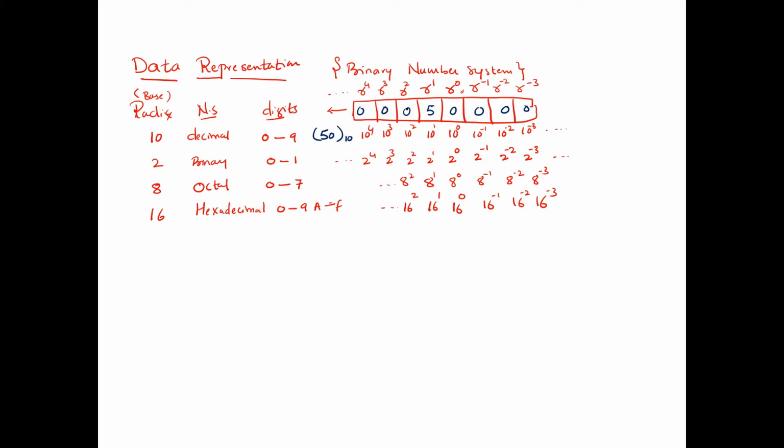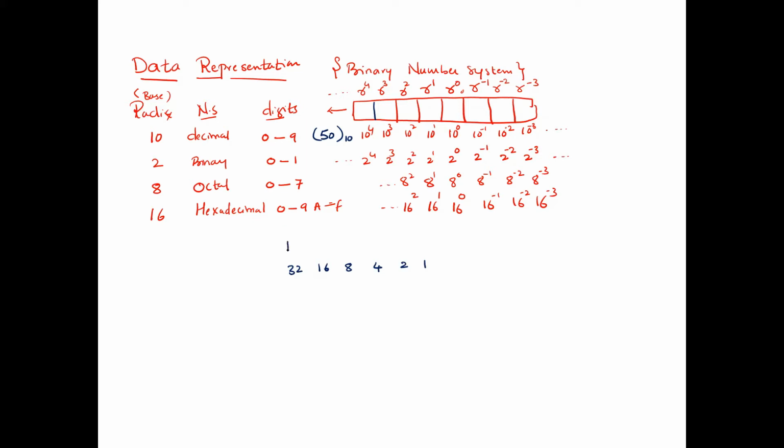Is that clear? So how do I write 50 in binary? What are the place values? 2 raised to 4 is 16, right? So I can write 1, 2, 4, 8, 16, 32, 64. Now 64 is greater than 50, so I don't require the 64 place value.